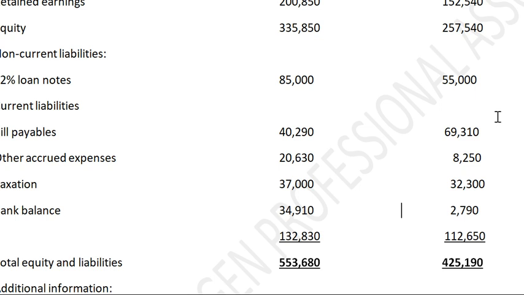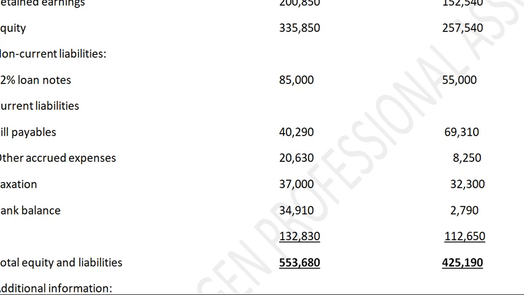We also have other accrued expenses. We started with 8,250, and now we are closing with 20,630. Is that an increase or a decrease? An increase. And when there is an increase in current liability, what do you do? Do you add or less? Less. Thank you so much. Please clap for him. So that is that for that.